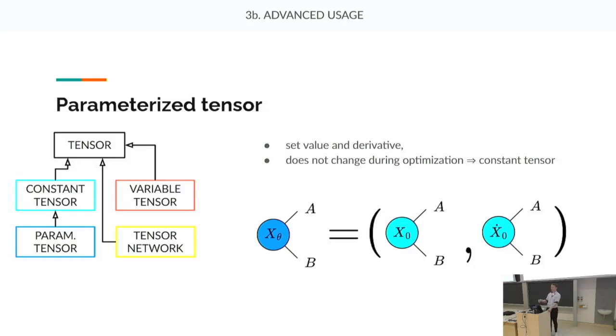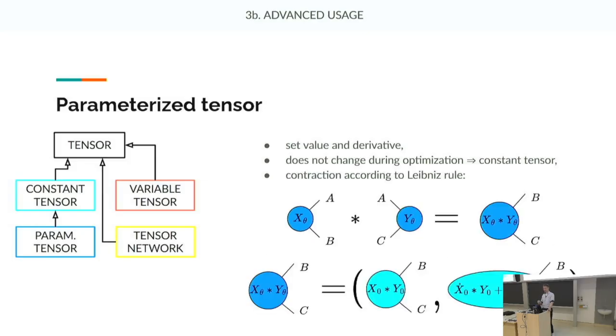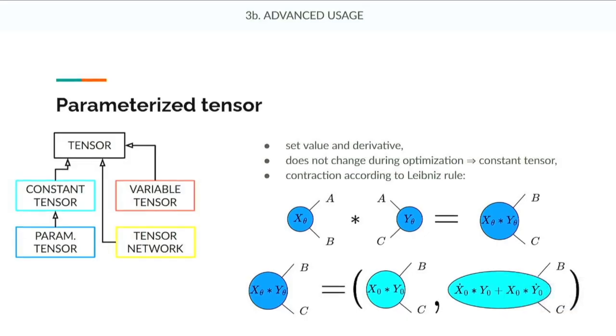And how they are implemented is that they are just pairs, or maybe not exactly pairs, but something like a pair of two constant tensors, where one represents the value of this tensor at some point, let's say theta equals 0, and the other represents its derivative at this point. Okay? And then when you want to contract two parametrized tensors, the result is computed using the Leibniz rule.